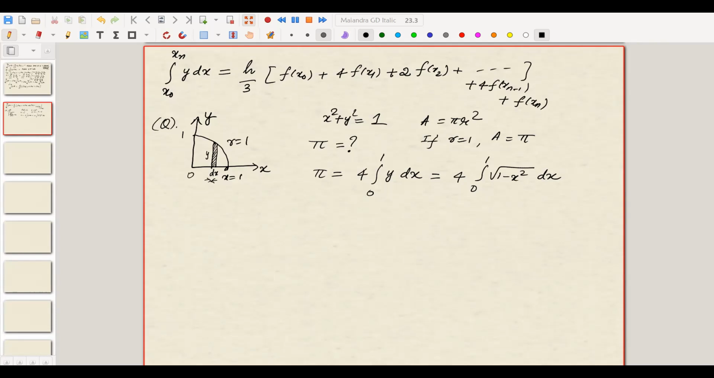Simpson's 3/8, I think I will stop here, but we'll try to cover Simpson's 3/8 next class. Why do we say 3/8? Because 3/8 will come in the formula of the integration.